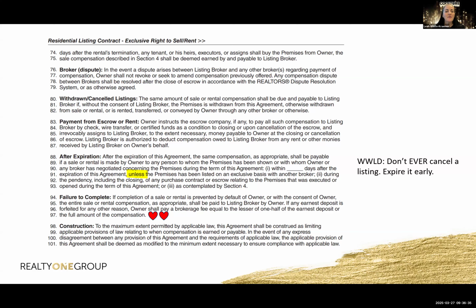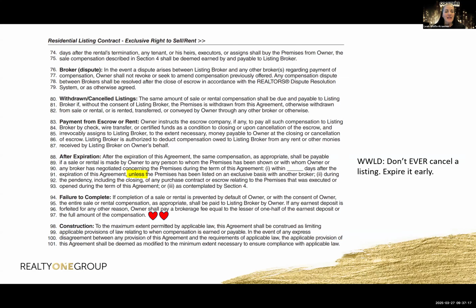Withdrawn or canceled listings: the same amount of sale or rental compensation shall be due and payable to listing broker if, without the consent of listing broker, the premises is withdrawn from this agreement, otherwise withdrawn from sale or rental, or is rented, transferred, or conveyed by owner through any other broker or otherwise. So that sounds a little more convoluted than it needs to, but at the end of the day, I don't know how we wouldn't know unless they're doing something really underhanded. Usually they're notifying us of what they intend, but they're not canceling a listing without our agreement because it's a bilateral contract. So ultimately, if they try to get sneaky and sell it out from under us, we're still going to be entitled to compensation.